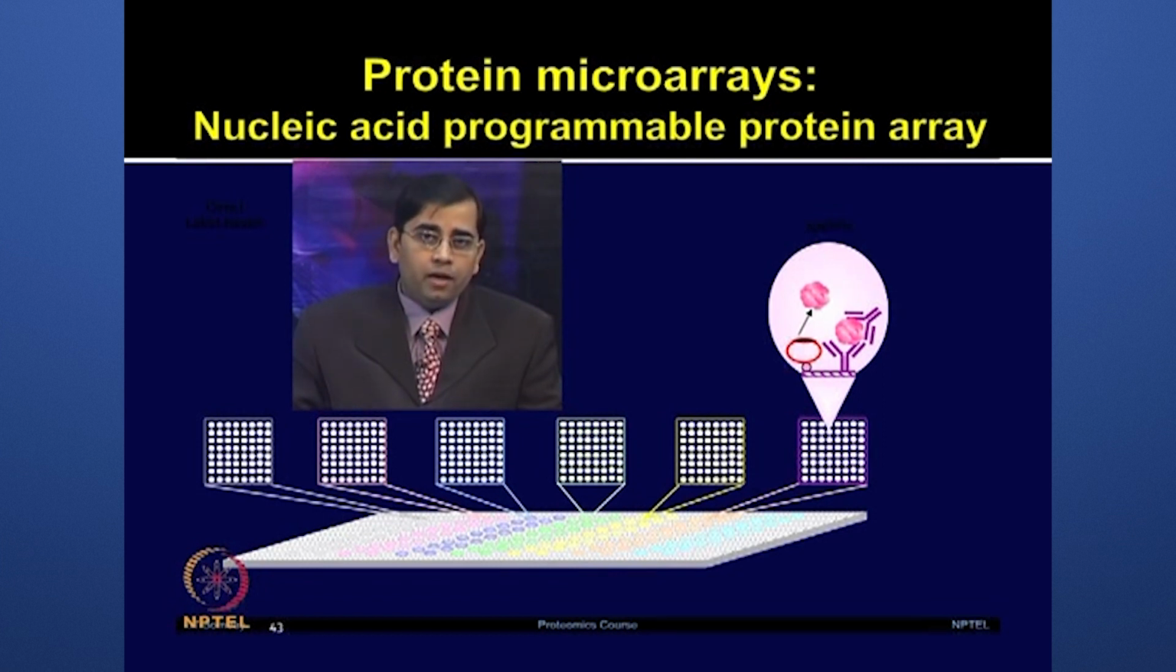Joshua LaBaer at Harvard, his group developed the nucleic acid programmable protein arrays method, in which the cDNA containing GST tags is printed on the array surface along with the capture anti-GST antibody. Protein is expressed by using the cell-free expression system and captured by the antibody.